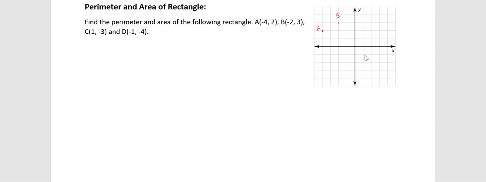Point C is (1, -3), so 1 unit right, 1, 2, 3 units down. Point D is (-1, -4), so 1 unit left, 1, 2, 3, 4 units down. Then complete the sides of the rectangle.